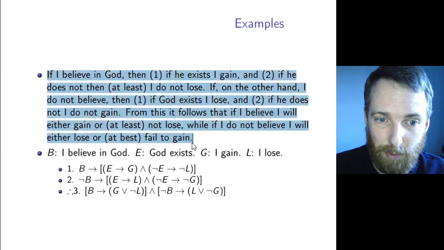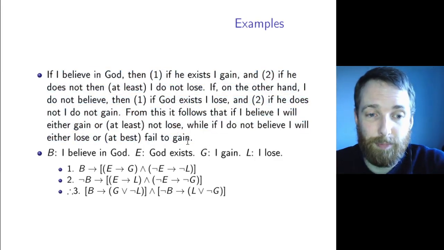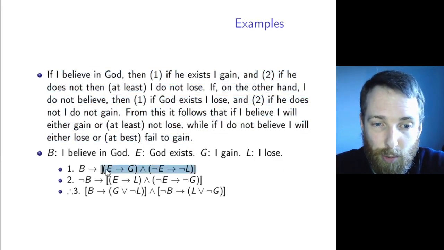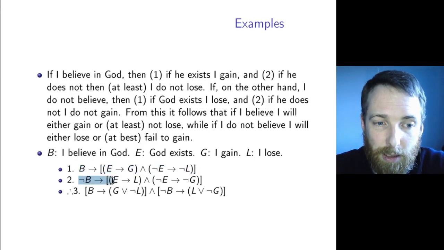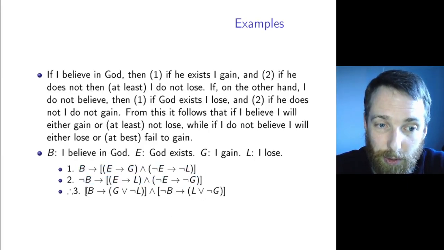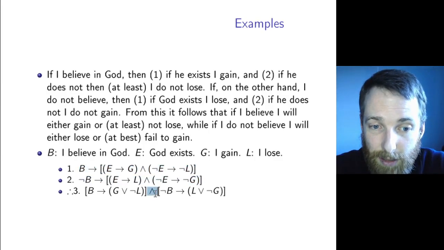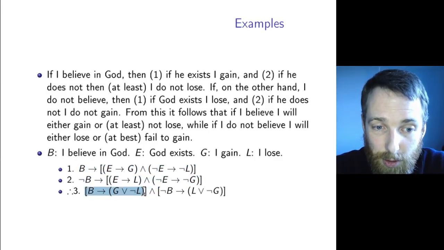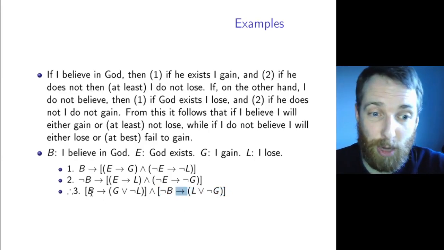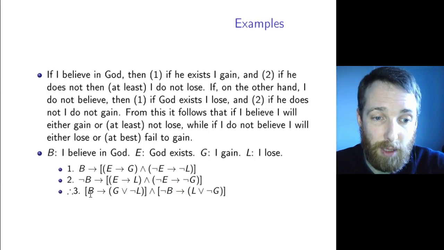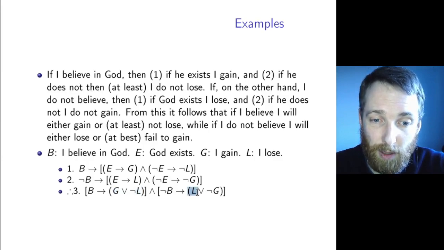Here's the original argument. It's moved on the page, but it's the same words. Here's our symbolization key. You already symbolized this. Here's our premise two. Here's the conclusion. The conclusion is an and sentence where each conjunct is an arrow sentence, right? That arrow is the main connective of the thing inside the square brackets. So we have, if I believe, then I gain or I don't lose. And if I don't believe, then I lose or I don't gain.